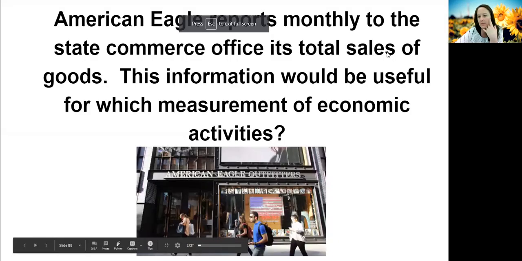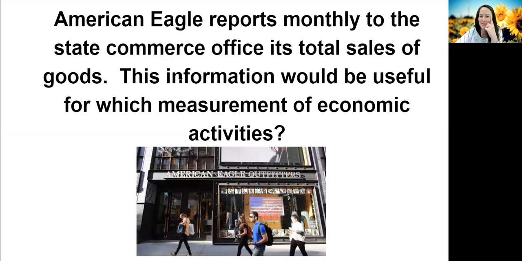Ask the class this question. American Eagle reports every month to the state commerce office. So just an office, it's total sales of goods and services. So American Eagle is submitting whatever they've sold over the course of a month. So their sales would be helpful in measuring what? One of the things that we covered yesterday that helps us to measure our economy. So this will be consumer spending. So as consumers are spending money, American Eagle knows what their total sales are.